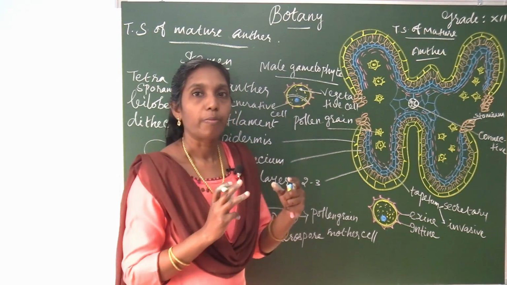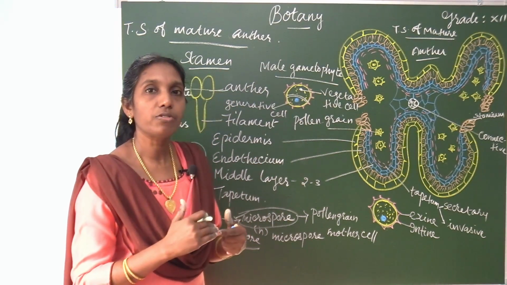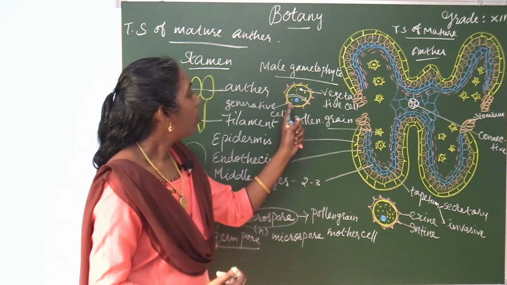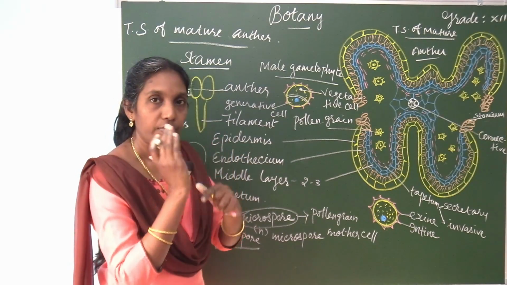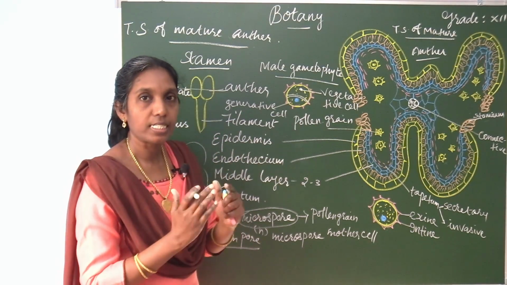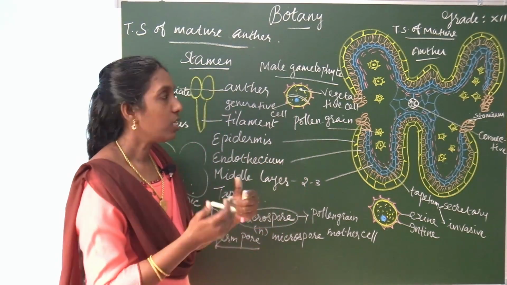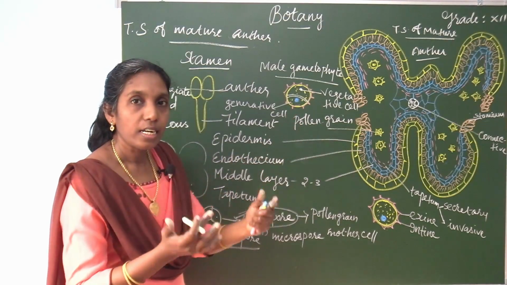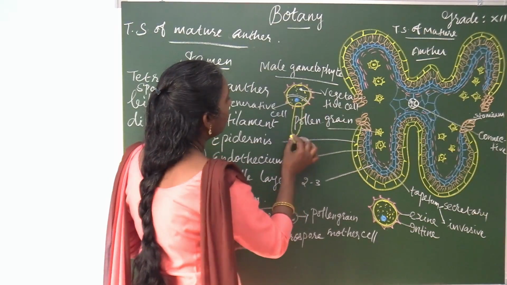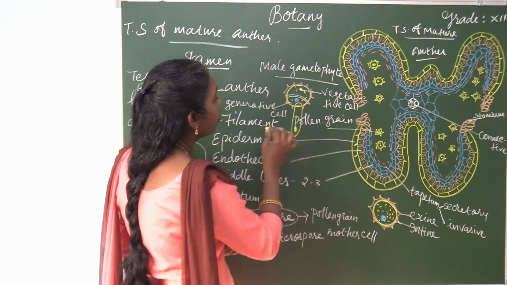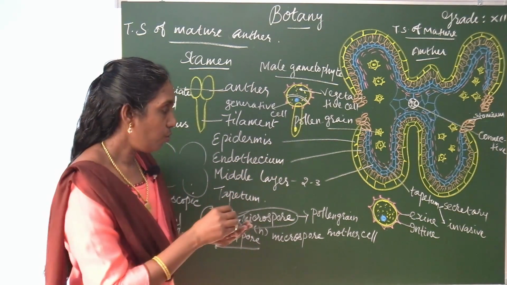In the two-celled stage of the microspore or the pollen grain, there are a vegetative cell and a generative cell. If the vegetative and the generative cell are present in the pollen grain, it is named the two-celled stage. The next division takes place in the generative cell. The generative cell divides again, and it produces a tube nucleus and two male gametes.